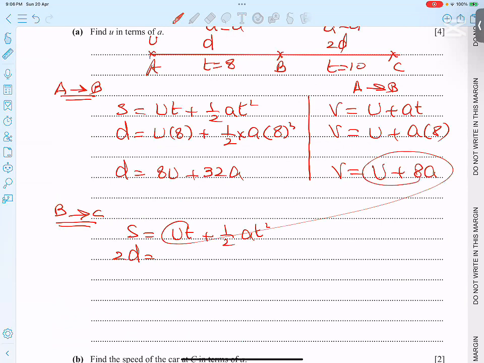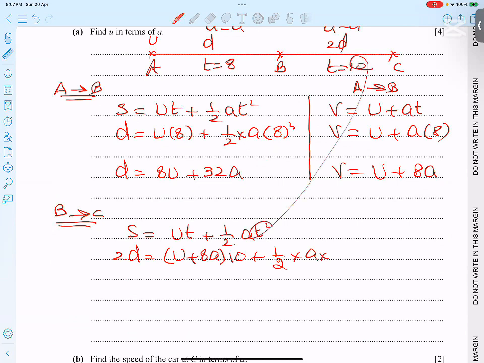U is this complete expression, so I'm writing U plus 8A here, times 2. Time is 10 seconds, so I'm writing 10 here, and A remains A, and here again 10. 10 squared is 100, so I'm writing 100 here. This D value is coming in the place of it, so we can get rid of D.